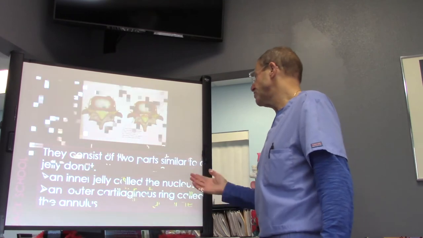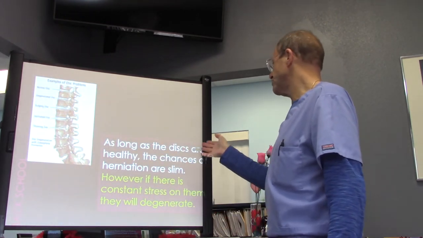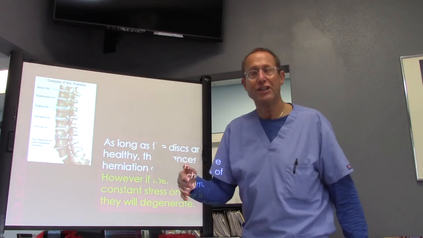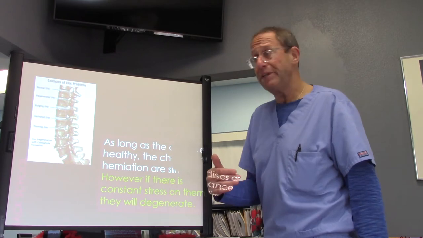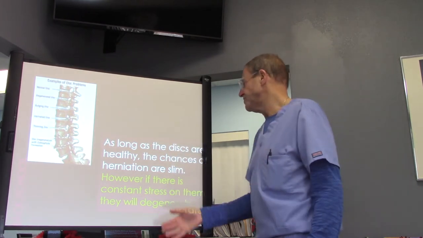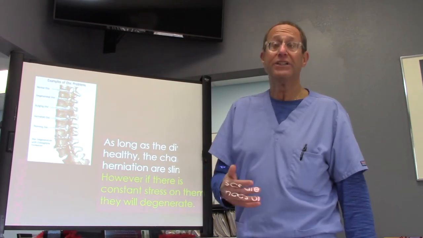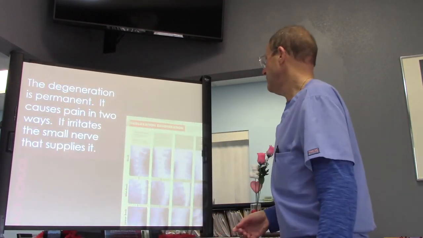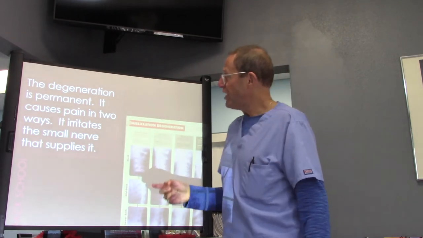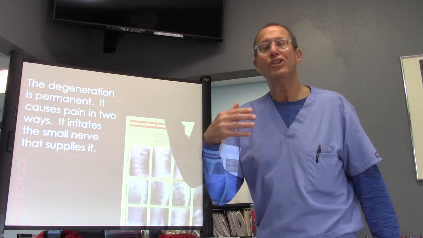And the jelly is called the nucleus and the cartilage is the outside. As long as the discs are healthy, the chances of herniation are slim. But if the discs are not healthy, if they become damaged, then there's a greater chance that stress, any type of stress, will cause a bulging disc, a herniated disc, and so forth. Degeneration is permanent when it happens. Okay, we can't regenerate discs.